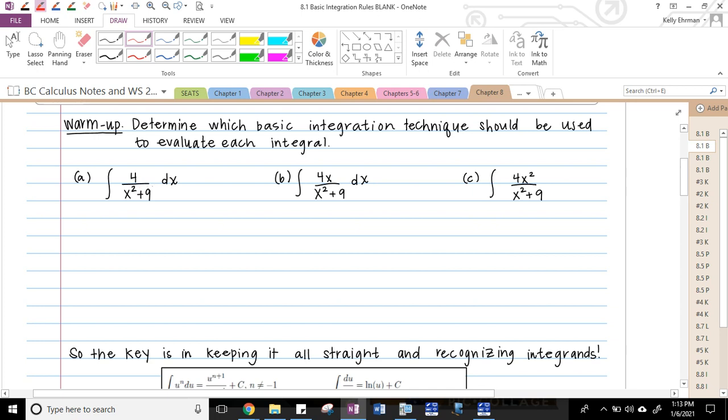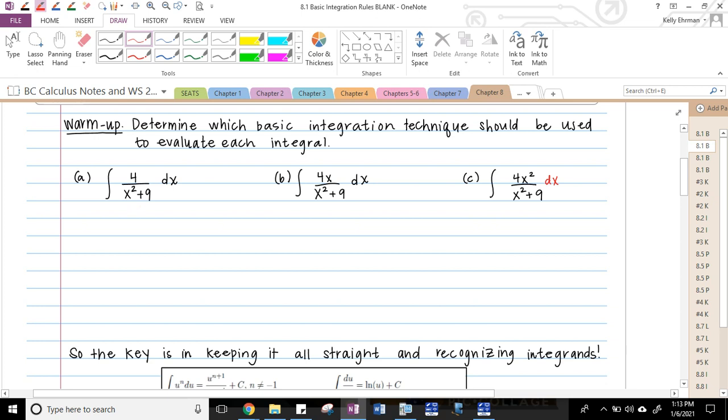All right, so part A, first of all, you can see these three examples are very similar. There have just been slight changes to the numerator of each problem. Oh, and C should have a dx. That probably got erased. So let's start with A, 4 over x squared plus 9.